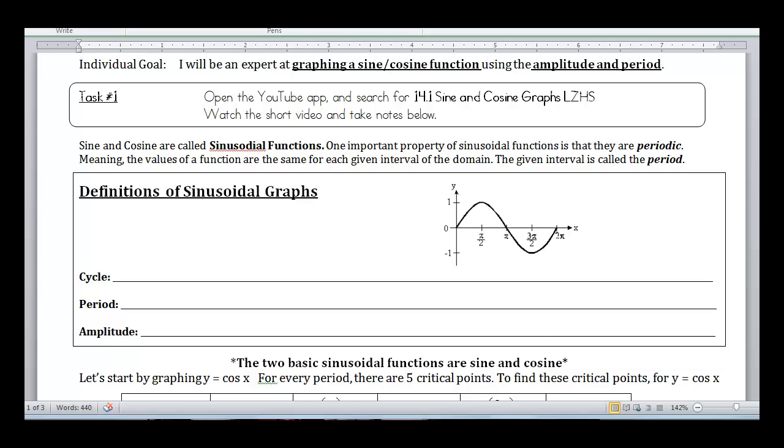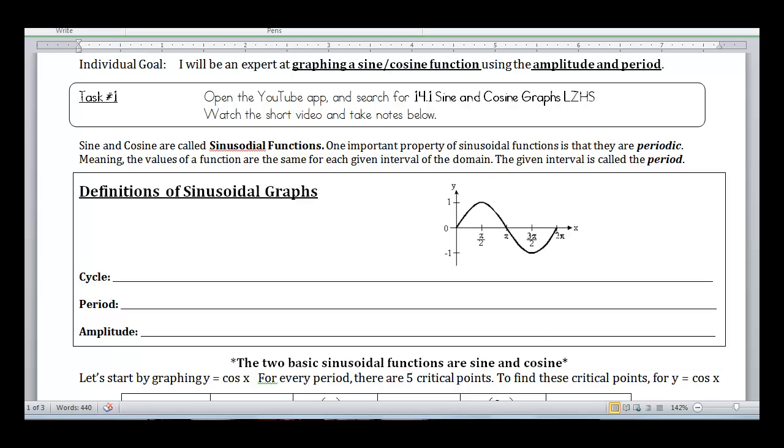In this video, you will become an expert at graphing a sine and cosine function using the amplitude and period. Our sine and cosine functions are sinusoidal functions. One important property is that they're periodic.